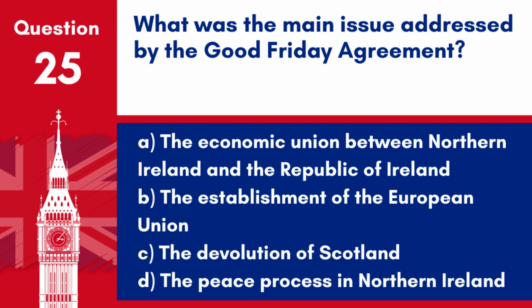Question 25. What was the main issue addressed by the Good Friday Agreement? A. The economic union between Northern Ireland and the Republic of Ireland. B. The establishment of the European Union. C. The devolution of Scotland. D. The peace process in Northern Ireland. Answer D. The peace process in Northern Ireland.